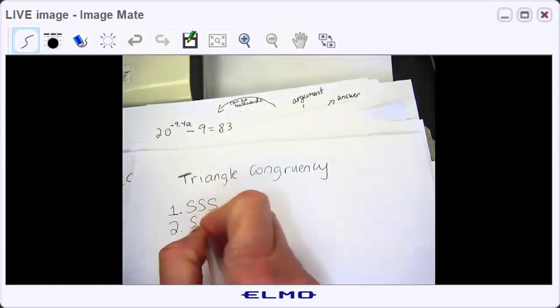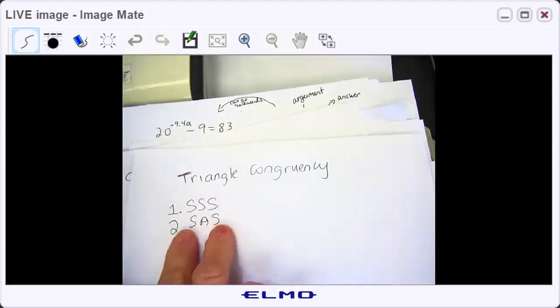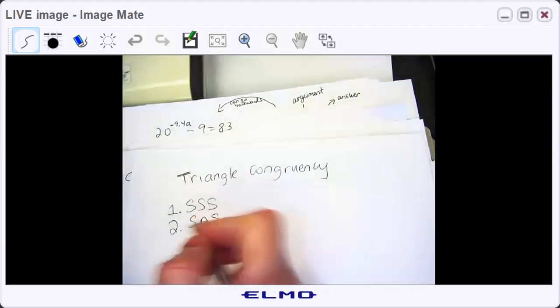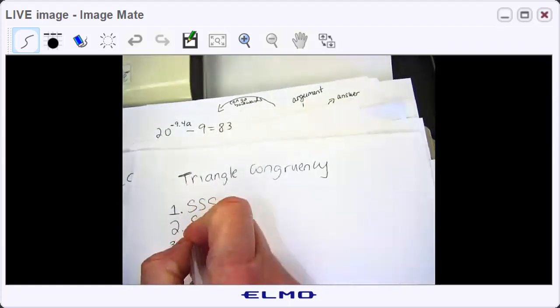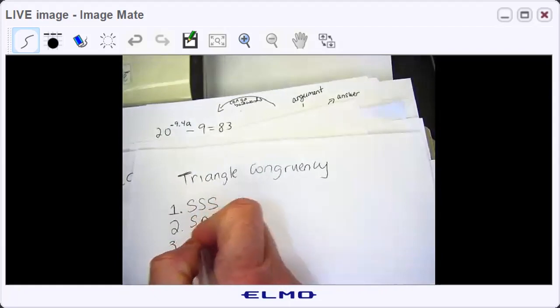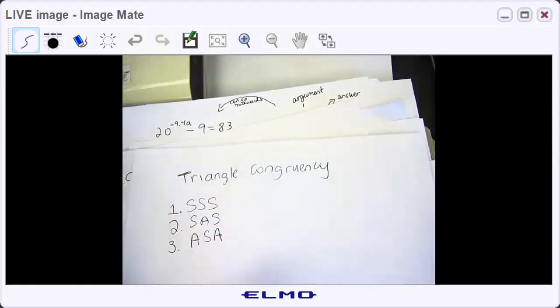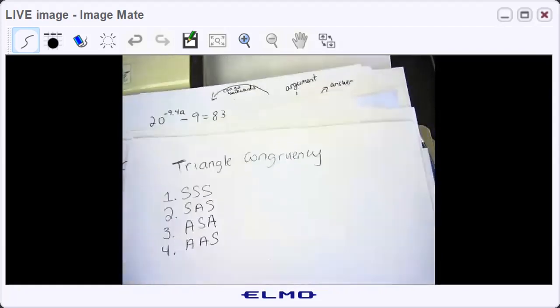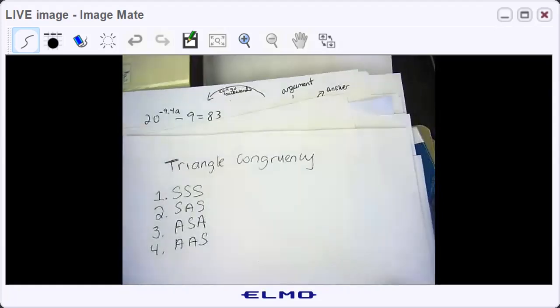Number 2 is side angle side. So if you can show 2 sides of one triangle and the included angle, it's important that you pick the included angle that is shown, you can say they're congruent. The other one is angle side angle. Number 4 is angle angle side. And these are what we call the main 4 that work.